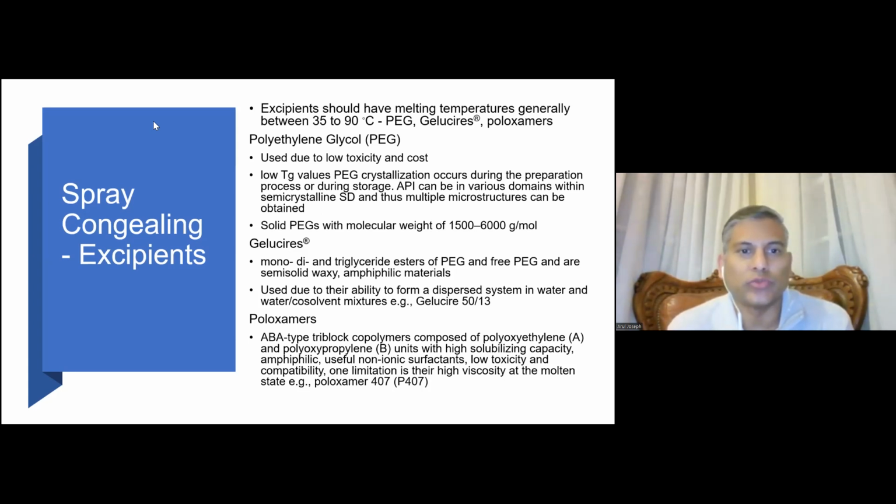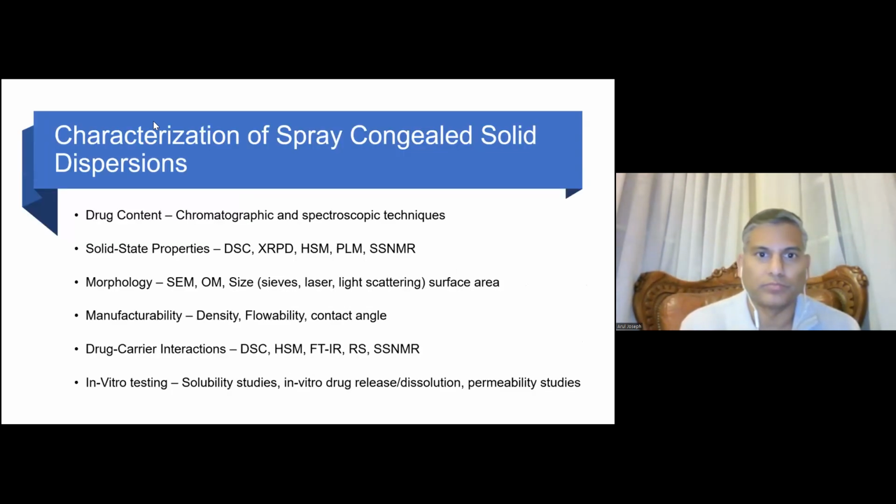So when we are choosing these, as I mentioned previously, we need to make sure that the viscosity is not too high, because then we'll have problems transporting the solid dispersed molten liquid from the reactor to the atomizer. And one of the poloxamers that's commonly used is Poloxamer 407.